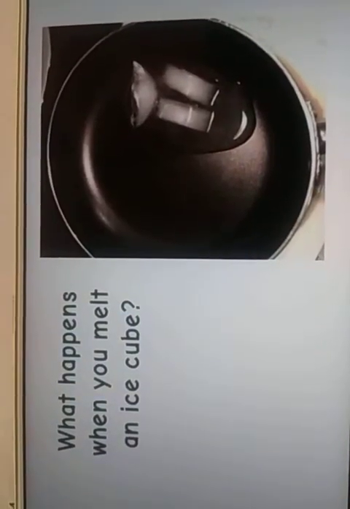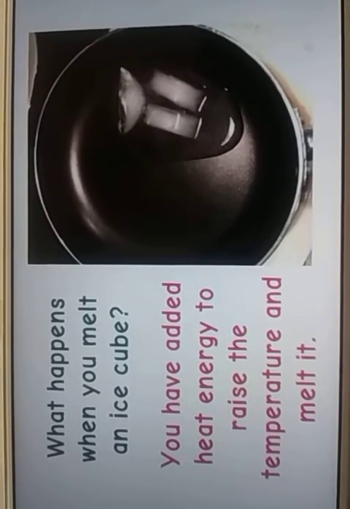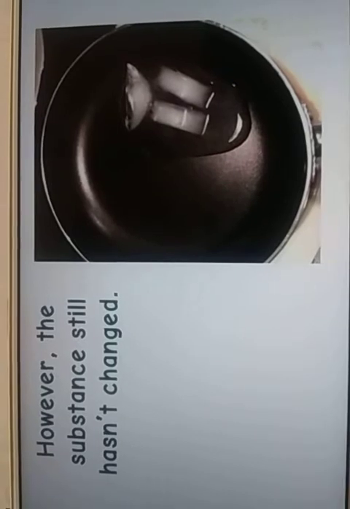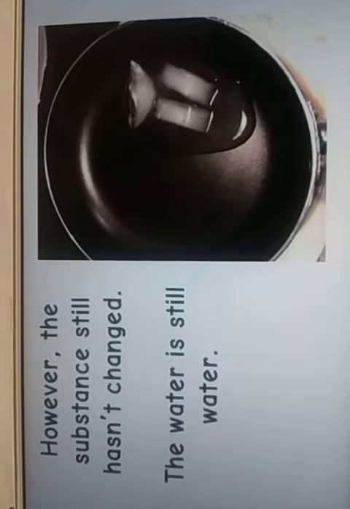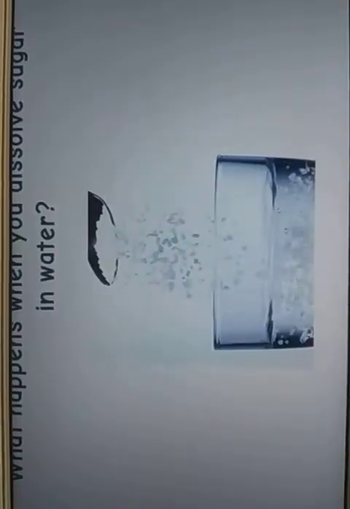What happens when you melt an ice cube? You have added heat energy to raise the temperature and melt it. However, the substance still hasn't changed. The water is still water. So, you have a physical change.